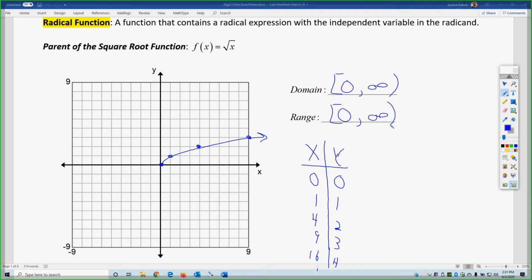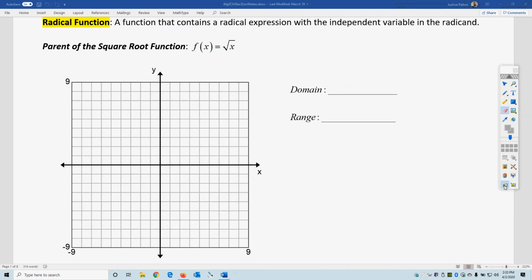And what you'll find is all even roots have this domain and range for the parent, right? Because the parent is the simplest form. So this is the parent of the square root. So whether you make that 2, 4, 6, or 8, it does not matter. Okay, it does not matter what number you put here for the index. As long as it's even, the graph always looks like this. It has this domain and range for the parent.